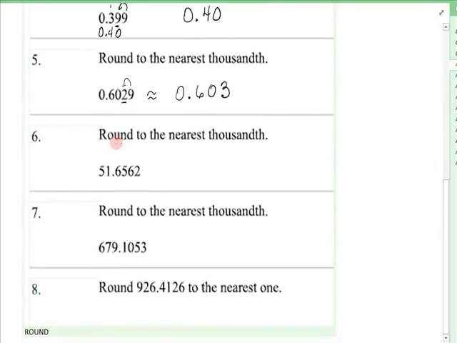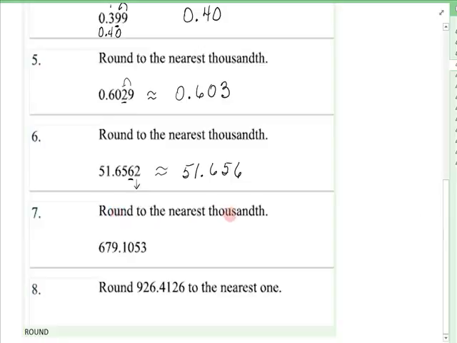All right, number 6. Round to the nearest thousandth. Tenths, hundredths, thousandths. This is the thousandths place where the second 6 is. The 2 says drop it down, so this will be approximately 51.656. In other words, don't change that, just drop the 2 off. The 6 is in the thousandths place. That's the last number that should be written.